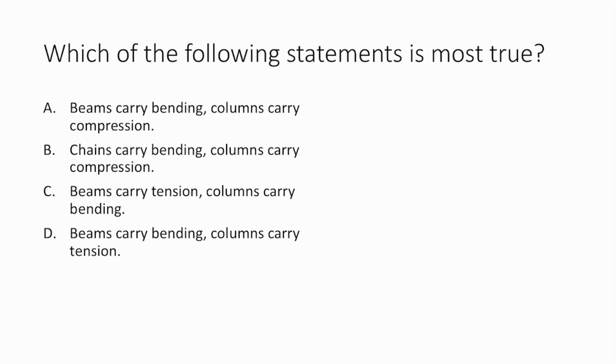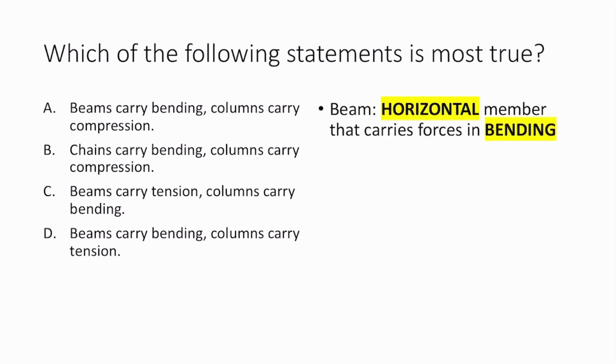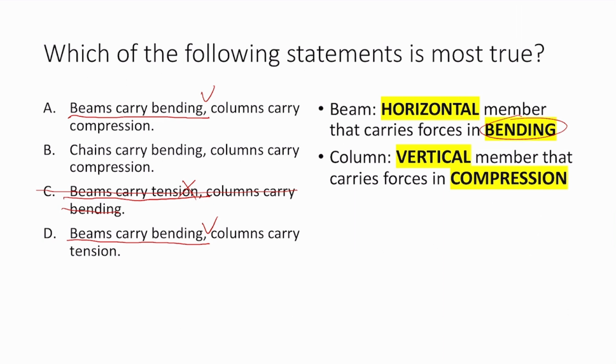Now let's look at the first problem together. Which of the following statements is most true? Recall what we learned. Beams are horizontal members that carry forces in bending. Where A states that beams carry bending, which is true. Beams carry tension, this is not true. Beams carry bending, this is true. Columns are vertical members that carry forces in compression. So, the first one says columns carry compression, this is true. Columns carry compression, this is also true. Columns carry tension, this is not true.